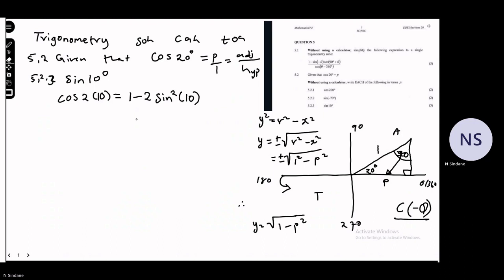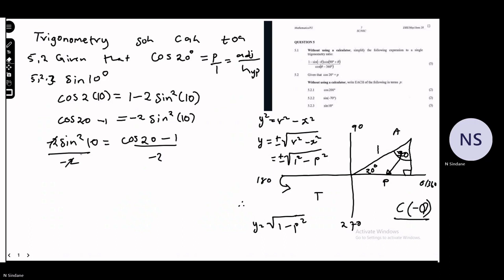I want to know what is sine 10, okay? I'll transpose this, goes to the other side. This will give me cos of 20, right? Minus 1 minus 2 sine squared of 10, right? Then rearrange, I can say this will be minus 2 sine squared of 10 is equal to cos of 20 minus 1, right? Then divide this by negative 2.